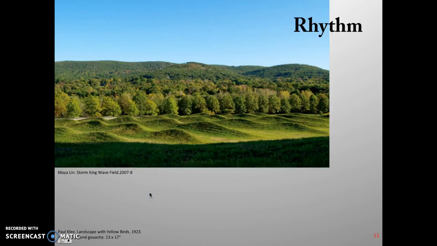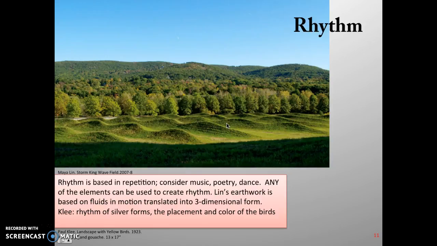And lastly, rhythm. We've looked at Maya Lin and some of her work. So the sense of rhythm as you move across this outdoor installation is easy to see. You can see the undulation of the size and shape of each hill, the way that the light moves across it. That rhythm is based in repetition. We feel it in music and poetry and dance.